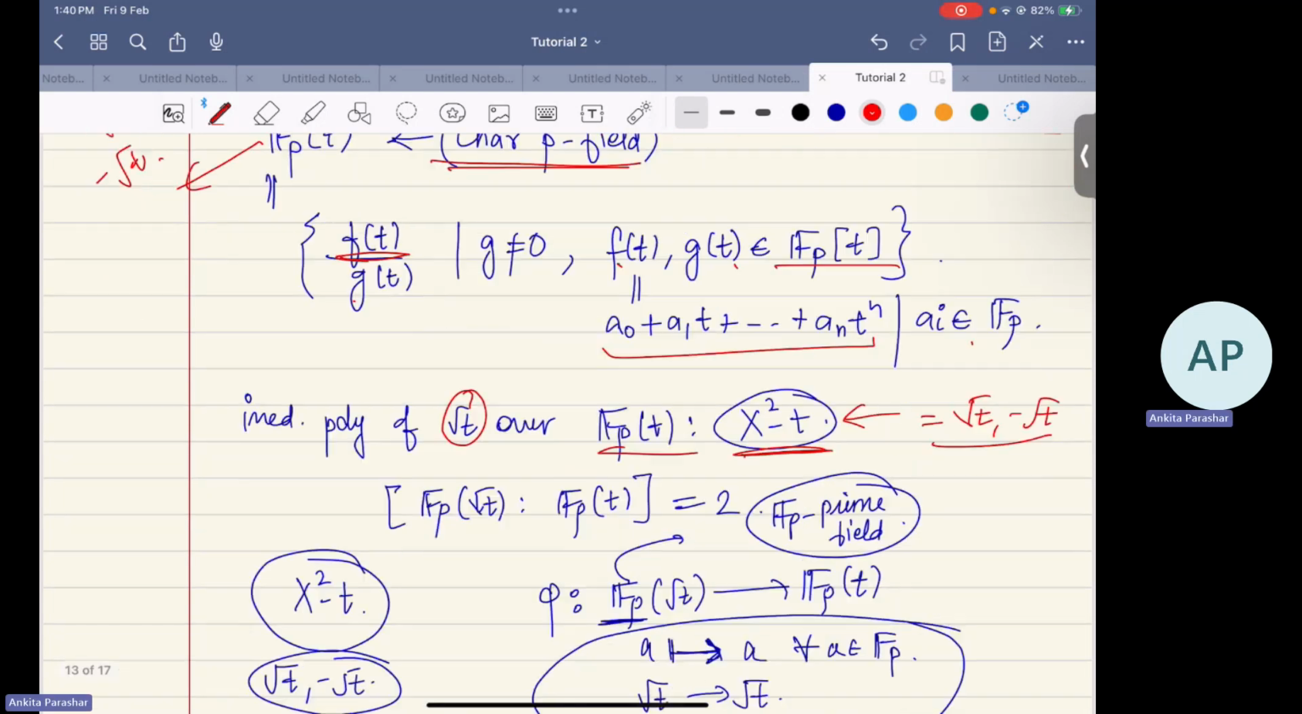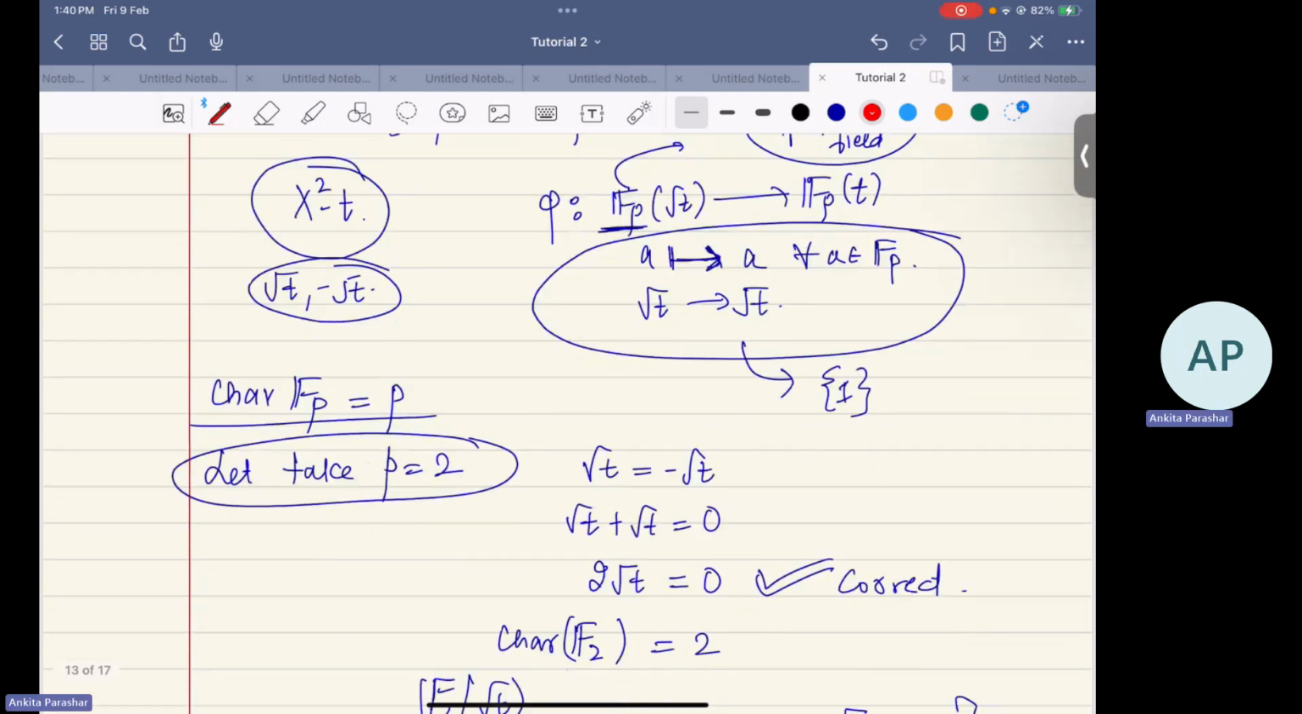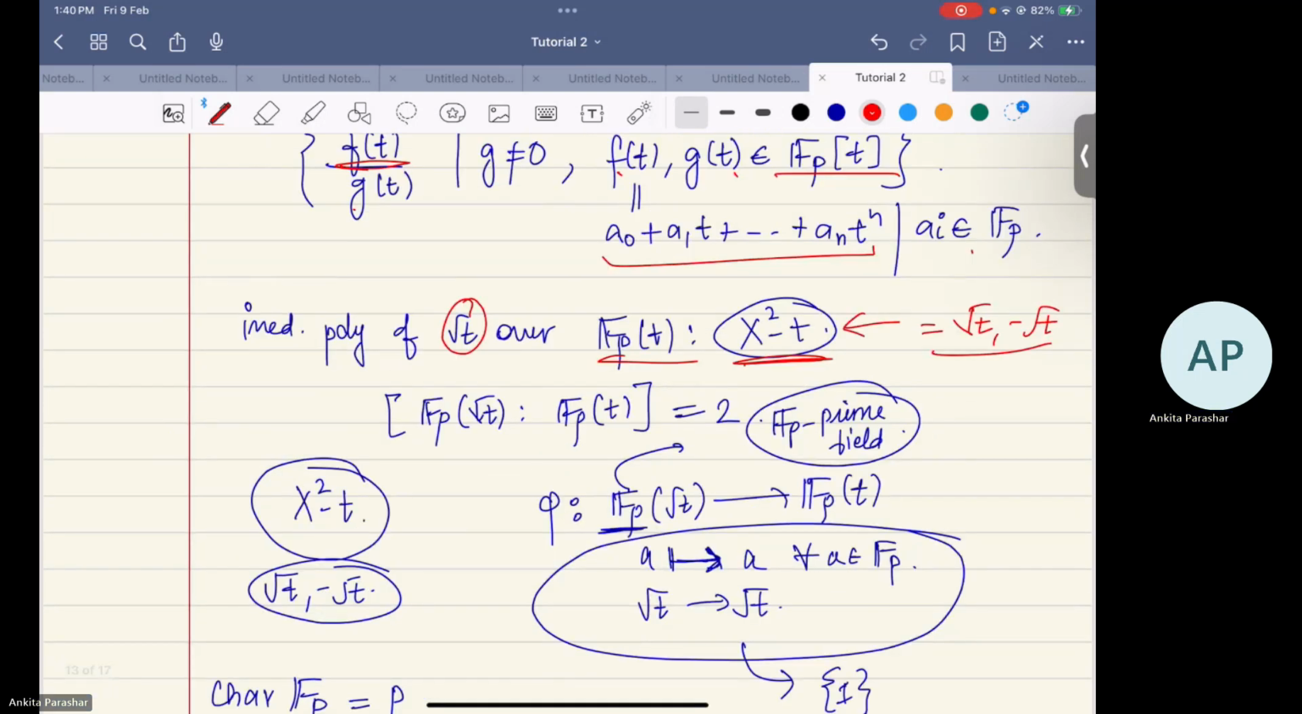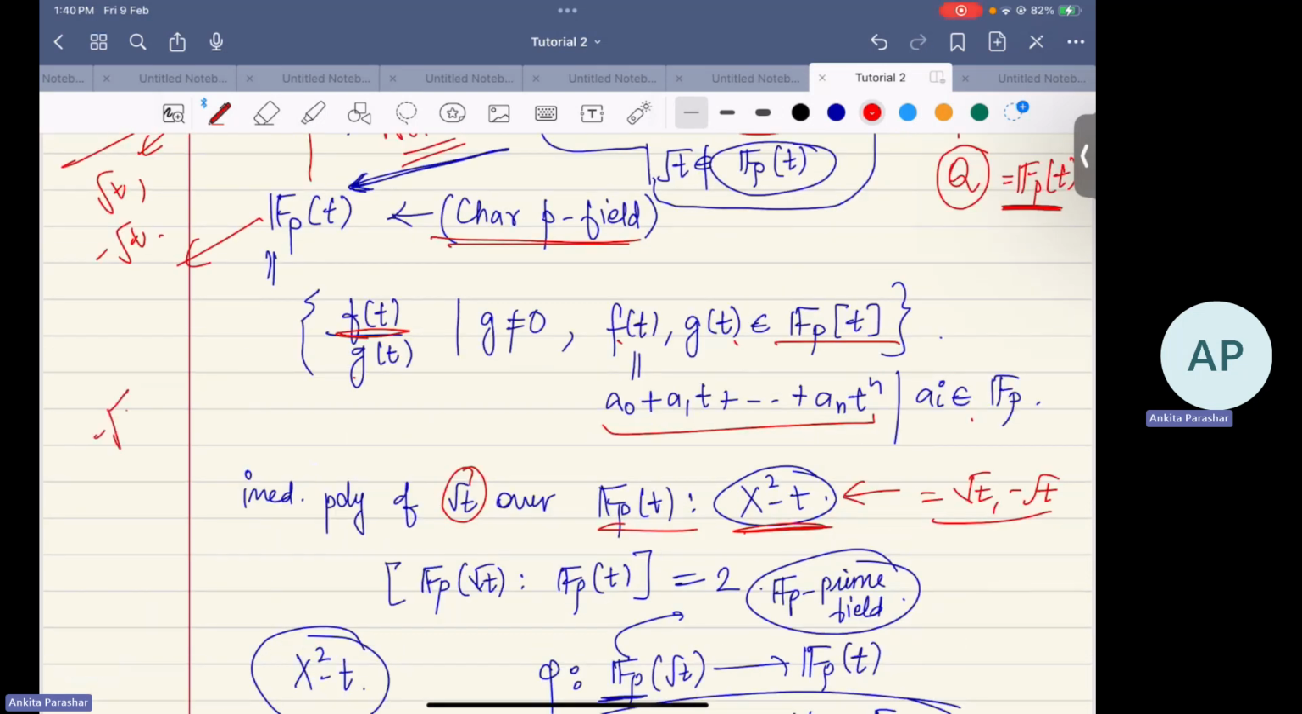Roots lies, right? But is it Galois? Well, it is not Galois. Why? Because if you try to see its roots, minus root T and root T, the choice of root T is 0, right? Because 2 is the characteristic of your field.